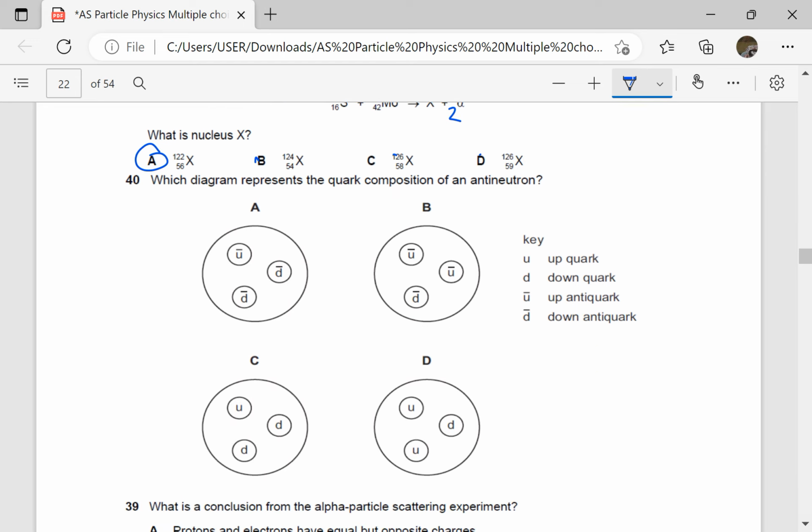Which diagram represents the quark composition of an antineutron? An antineutron is an antiparticle. It is made up of antiquarks. These ones are quarks, so these ones are wrong. Then a neutron has up, down, down. So an antineutron should have anti-up, anti-down, anti-down. So the answer is going to be A.